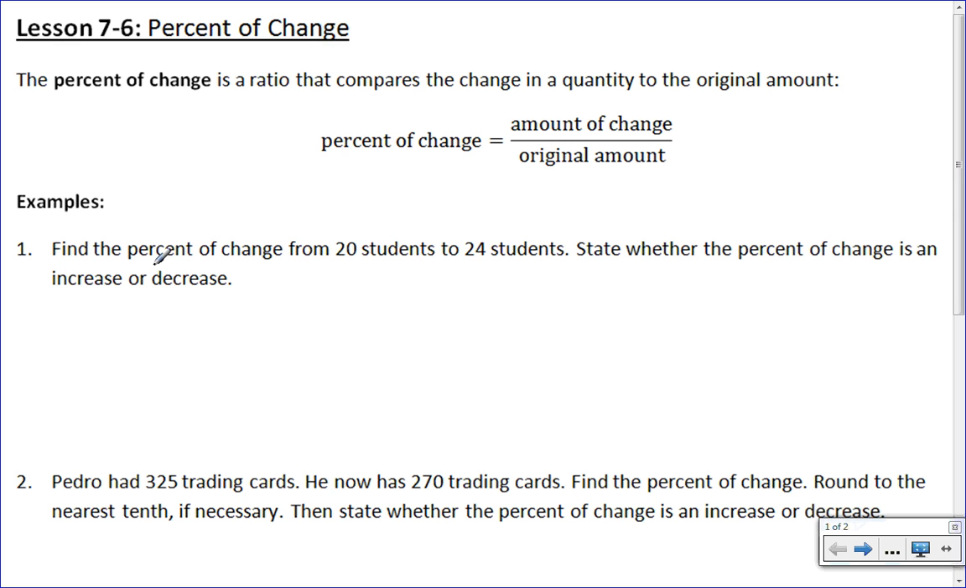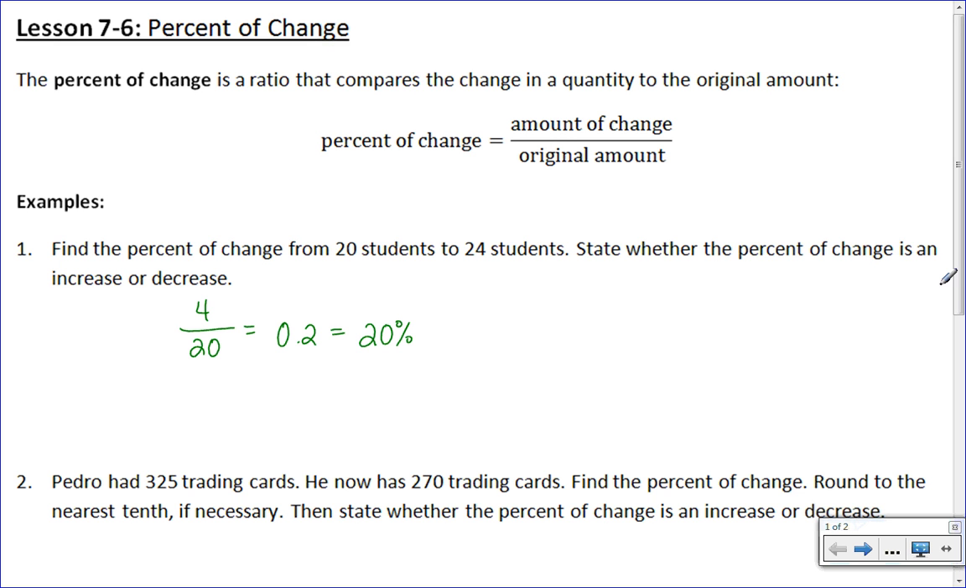Example 1, find the percent of change from 20 students to 24 students. State whether the percent of change is an increase or decrease. Well, percent of change is the amount of change divided by the original amount. So from 20 students to 24 students, that's a change of 4. And the original amount, we're going from 20 students, so the original amount is 20. And if we divide these, 4 divided by 20, this is 0.2. And then if we change that to a percent, remember to move the decimal place over twice, so this is 20%.